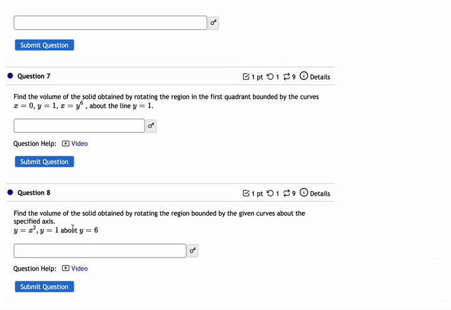But since in this version, we're rotating around the line y equals 6, which is a horizontal line, my variable of integration will still be x. And that's it.